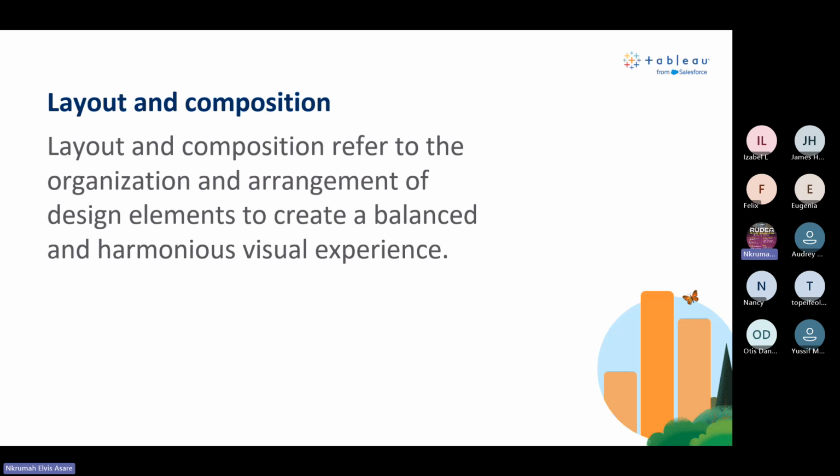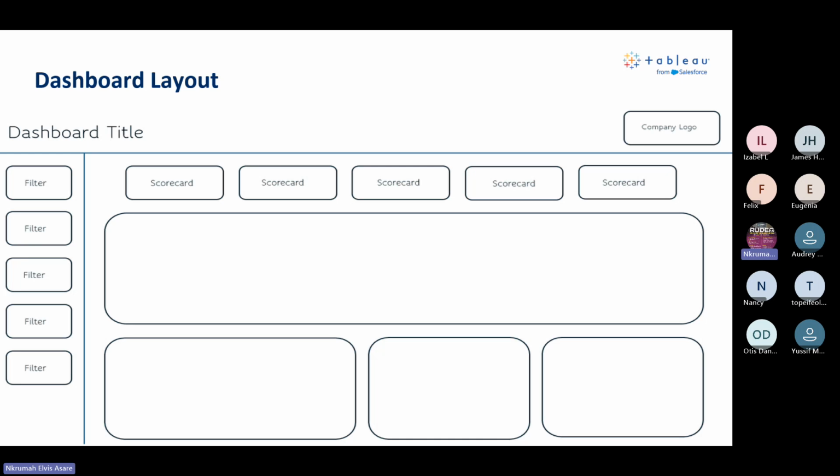Then we looked at the layout and composition, how you arrange your charts and your dashboard. We looked at the basic template most people use for their dashboards. If you are building a company dashboard, or even if you are using it on your personal projects, the title of the dashboard is at your left, the company logo at the right, your filters at the left, then scorecards, then your charts. So that's how you arrange your elements.